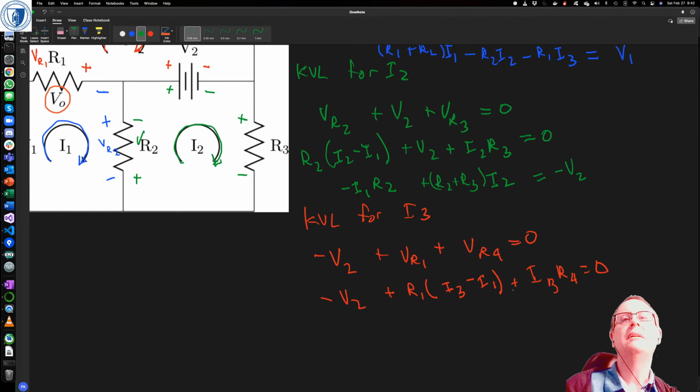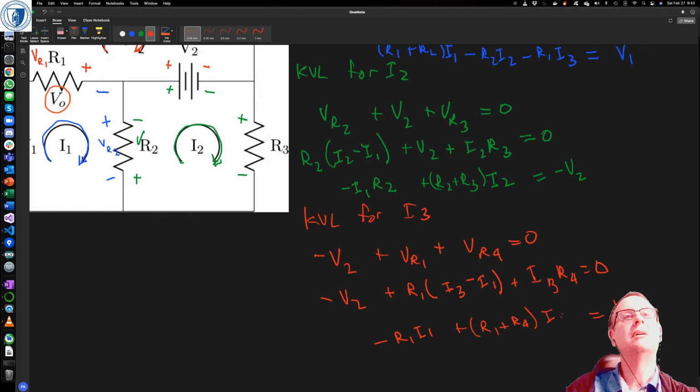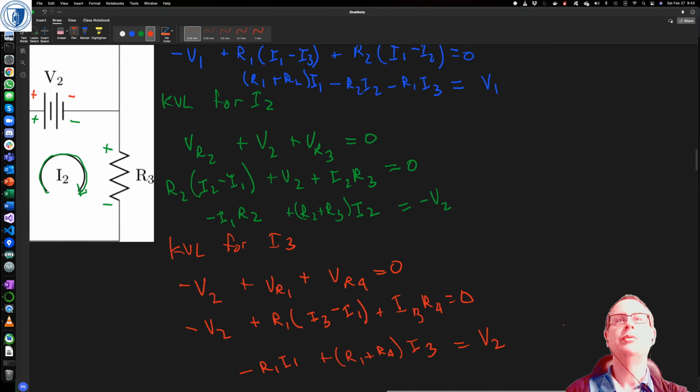Okay, and then for the last one, again we've got a constant, so we add V2 to both sides, and then we have a minus R1 I1, and there's no I2, so it's just plus R1 plus R4 times I3. And I'll just move that over a bit.